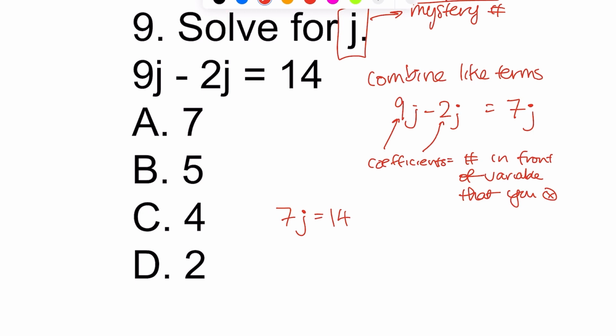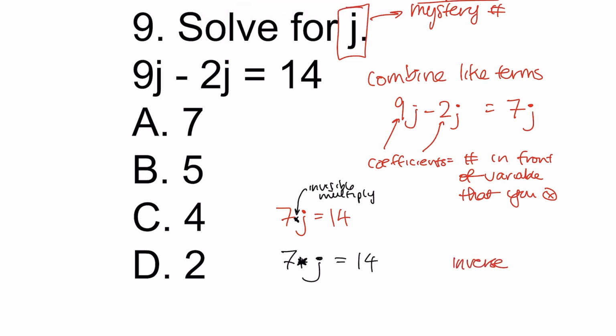And here you have to be careful. There is an invisible multiply. There's an invisible dot here. So because of that, you have 7 times j is equal to 14, and you can use inverse operations. So in this case, the opposite of multiplying will be divide, because this is a backwards problem. You have to divide both sides by 7. You get that j is equal to 2.